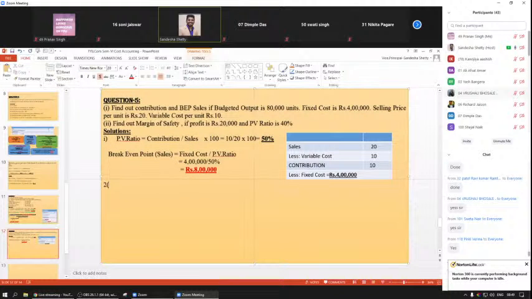Let's go for the second question: margin of safety. You know one more formula. In this case, they have given profit and PV ratio. So when profit and PV ratio both are given, your formula will be profit upon PV ratio. You remember, margin of safety के लिए one more formula है, profit upon PV ratio.